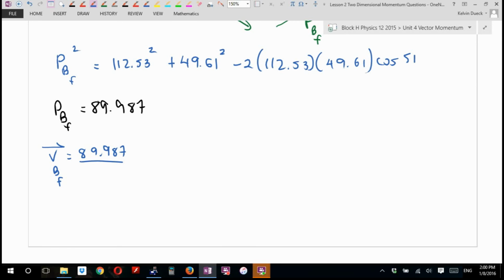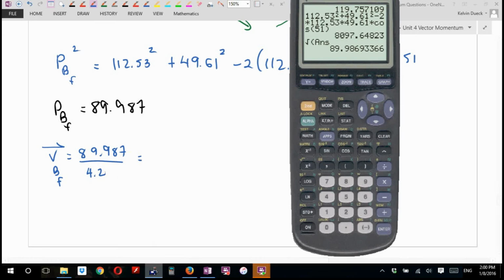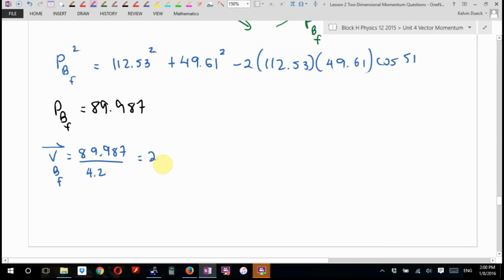I think B was lighter, wasn't it? Okay, don't do that. 49.4, 3 sig figs. And if I had said find the magnitude only, we could quit.